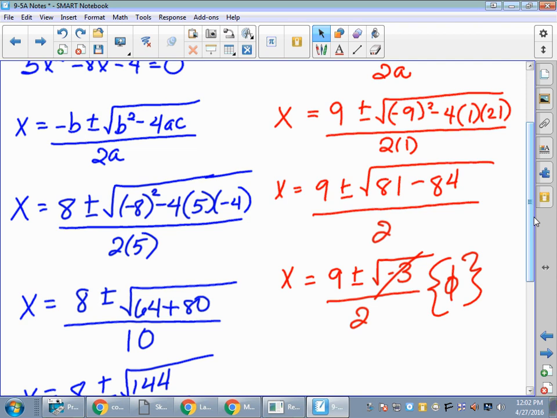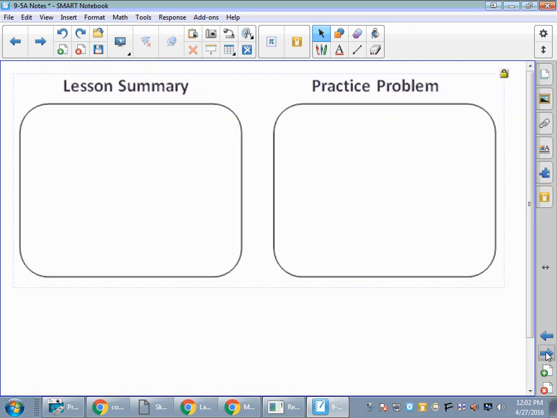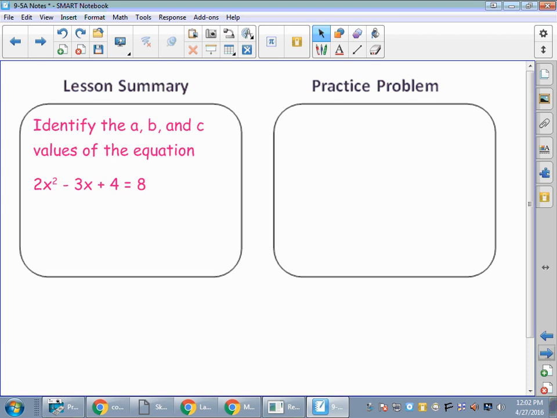All right, the only one I didn't show you is where you had to use the calculator to get the non-perfect ones, but that's just pretty simple. We already did that before. So for your summary, I want you to identify A's, B's, and C's for the first equation there. You don't have to do anything with them, just identify A, B, and C. And then for your practice problem, I want you to try one more all on your own. Good luck.